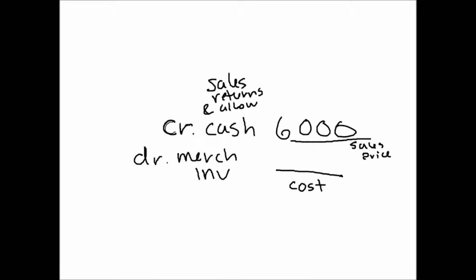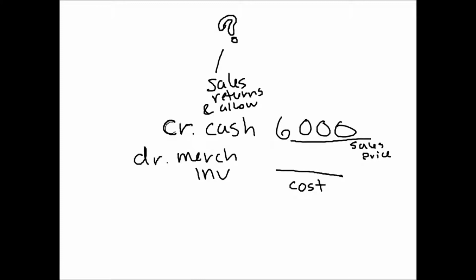So, real quick, I got a question for you guys. What type of account is sales returns and allowances? Because it's a special one. It could be asked. I always point out those special accounts. What kind of account is sales returns and allowances? It's a contra account. Good.